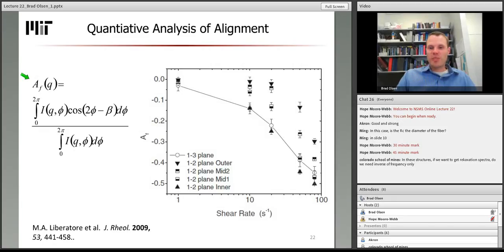Colorado School of Mines has, let me interrupt for a minute. Colorado School of Mines has asked a question. In these structures, if we want to get relaxation spectra, do we need inverse of frequency only?